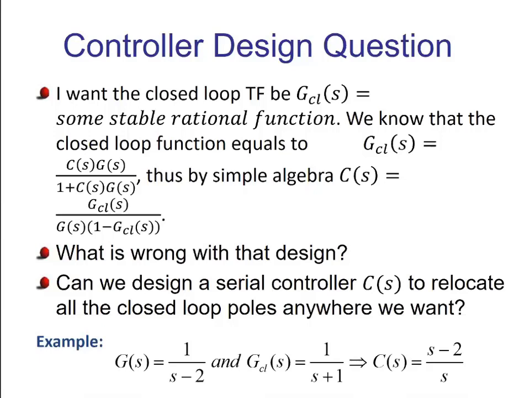You have uncertainty here. It's not exactly 2. It's 2.00001, for example, or whatever. It's not canceling with that s minus 2. It's not precise, and then the system is unstable in closed loop, which is not nice. So you don't want anything like that.